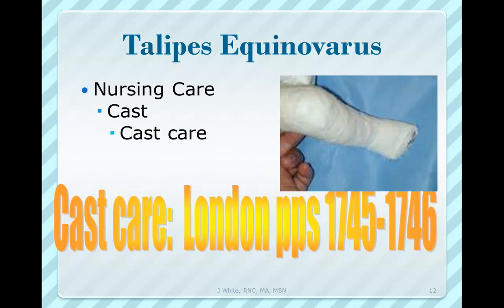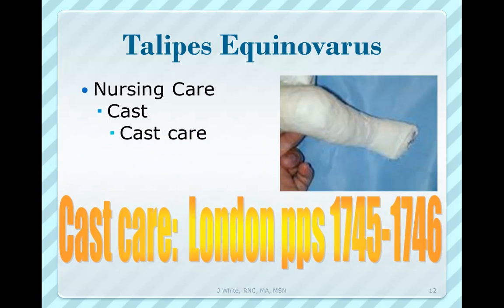Okay, we need to think about the timing of checks. Immediately after the casting, you do it frequently. As you get further away in time from the actual casting experience, then you can check it less often. So the typical routine is every 15 minutes times 4, every 30 minutes times 2, then every hour times 4, then go into once a shift and then once a day.